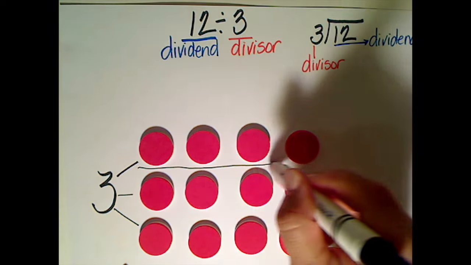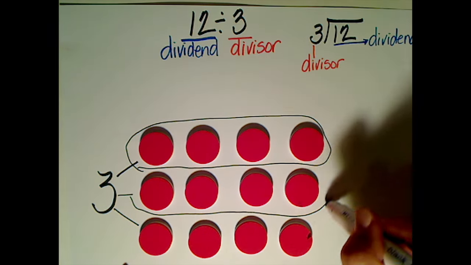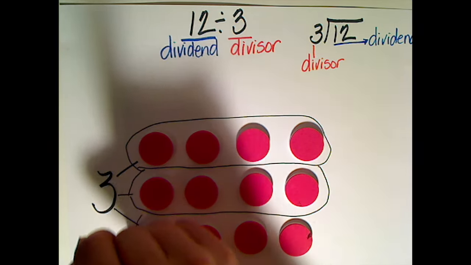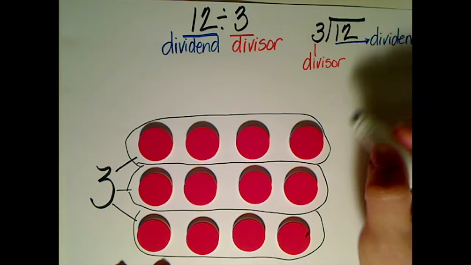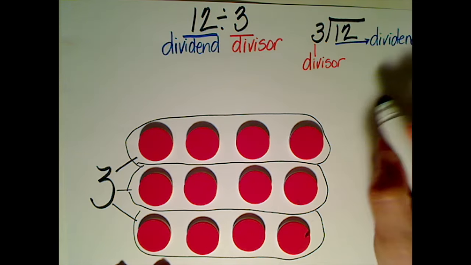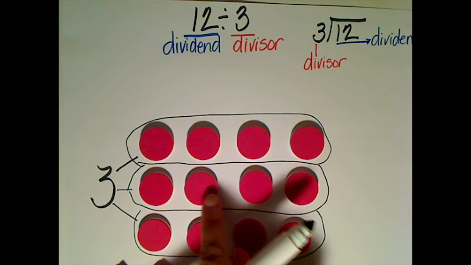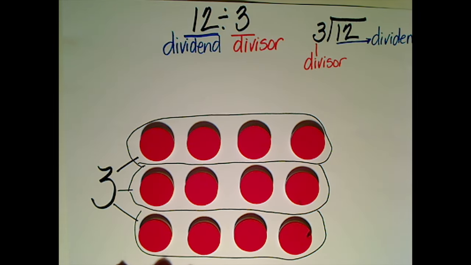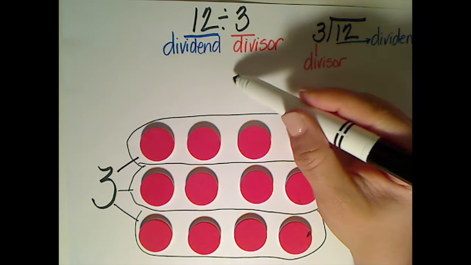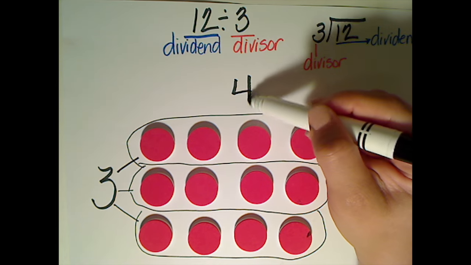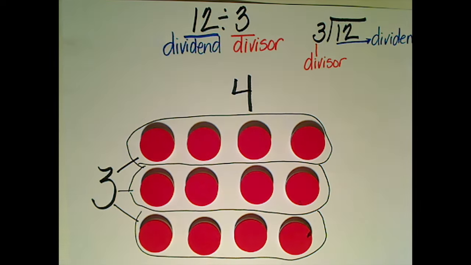So here's row 1. 1 group, 2 group, 3 group. Okay. And each group has how many in it? 4. 1, 2, 3, 4. 1, 2, 3, 4. 1, 2, 3, 4. Okay, guys? So remember, our columns in an array make up our groups of. 3 groups of 4. Ta-da!